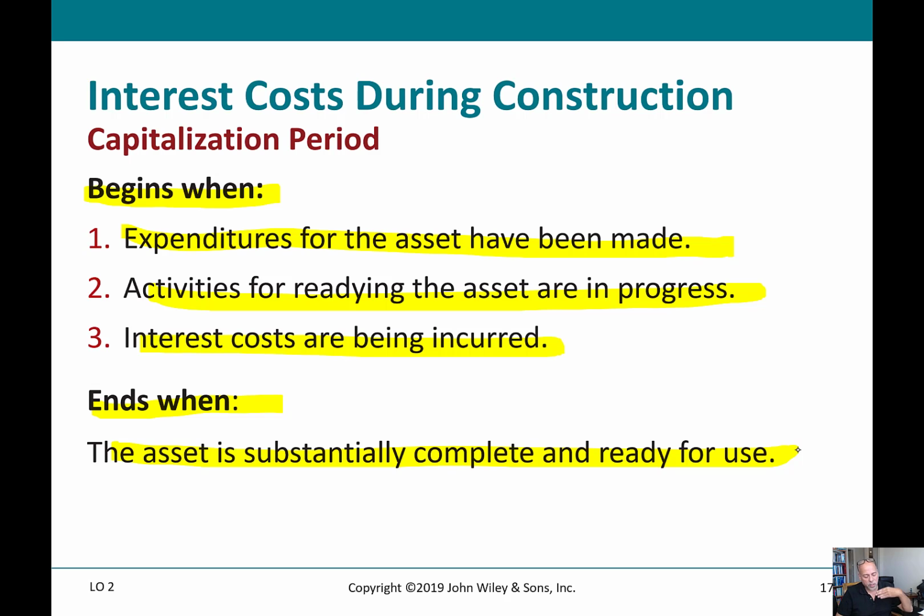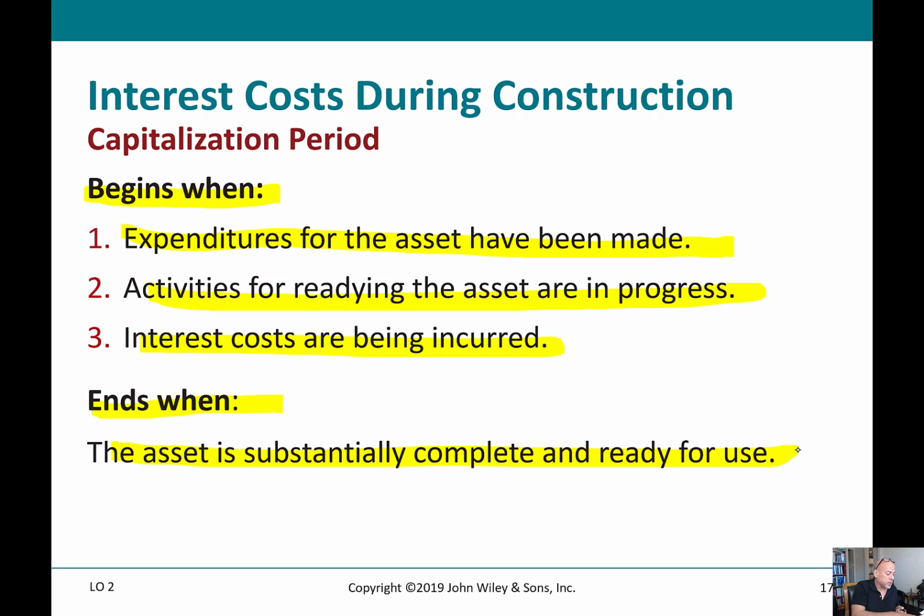Okay, so it goes as long as these three factors are being met. Even though you may still be incurring interest cost, if you don't have the other two, such as activities readying the asset or expenditures to construct the asset being made, I'm done with construction. I'm just sitting there with a constructed building waiting for that next step when somebody's going to come along and purchase it. Then I am not going to continue to capitalize the interest on that.